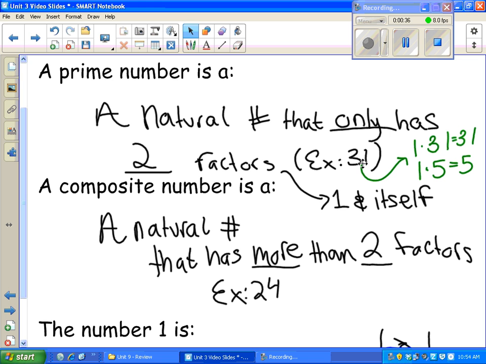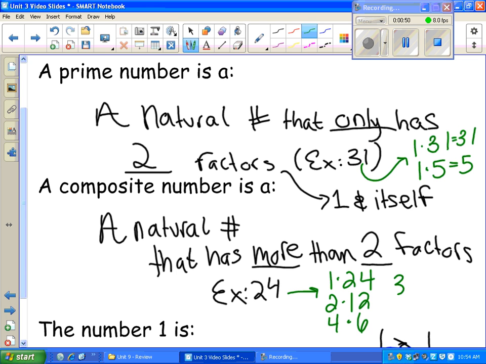A composite number is just the opposite. It's any number that has more than two factors. So that's a lot of the numbers we think of. 24, because 24 has factors which are, of course, 1 and itself, but it also has 2 and 12, and 4 and 6. Oops, and I missed 3 and 8. So there are many factors here. A number like 24 is what we call composite.